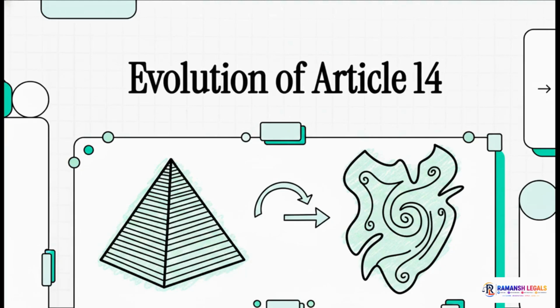We are diving deep into one of the absolute pillars of the Indian Constitution, and that is the evolution of Article 14. Now, I'm going to take this at a nice, steady pace today, pronouncing everything clearly so you can easily take down precise notes. We're going to trace this fascinating journey from the really strict classification tests of the 1950s right up to the dynamic shield against arbitrariness that we rely on today.